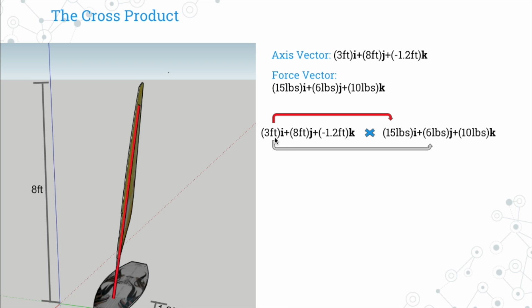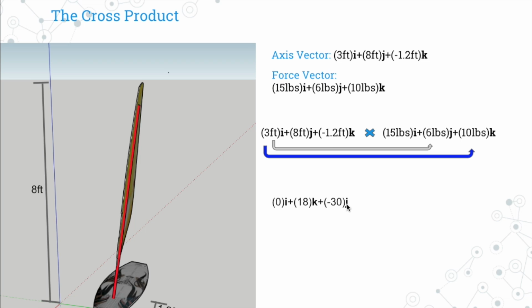Then you'll start multiplying the first component of the first equation by the second component, so our 3 times 6, and then so on with our 3 times 10. So we'd have a 0 in the I direction since it's in the same direction. 3 feet times 6 feet gives you the 18, and when it's in positive I direction and positive J direction, you'll get a positive K direction. Then when you multiply the positive I direction with the positive K direction, you'll get a negative J direction.